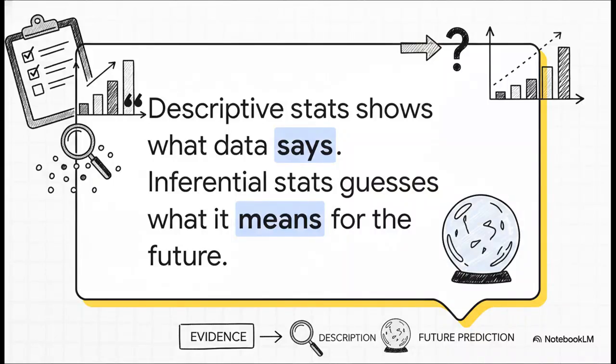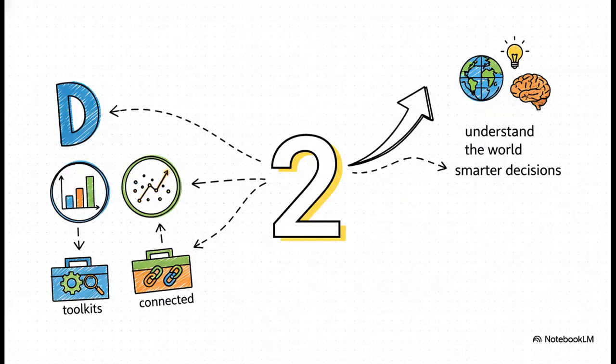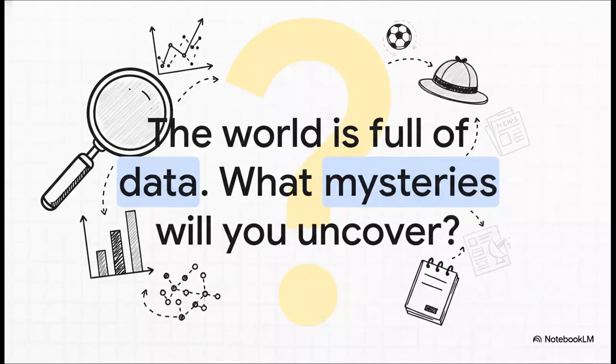You see, you can't make a good guess about the future until you have a really solid handle on the facts of the present. So, if you remember just one thing from this explainer, let it be this number. 2. Two big jobs for data. Two different toolkits that go hand in hand. And when you put them together, you get one incredibly powerful way to make sense of the world and make much, much smarter decisions. The cool thing is, now that you know about this basic data detective toolkit, you'll start to see it everywhere. Sports stats, the news, business reports. The world is just overflowing with data clues. So the only real question left is, what mysteries are you going to solve?